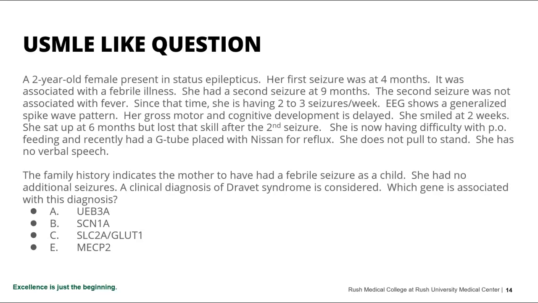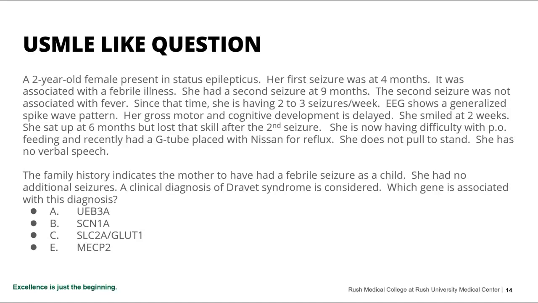And actually, you can lose, I think, up to 8 IQ points every time you have a seizure when you're a young child. EEG shows generalized spike and wave pattern. Her gross motor and cognitive development is delayed. She smiled at 2 weeks. She sat up at 6 months, but has lost that skill after the second seizure. She's now having difficulty with PO feeding and requires a G-tube and a Nissen. She does not pull to stand, and she has no verbal speech. The family indicates the mother had a febrile seizure as a child. She had no additional seizures.